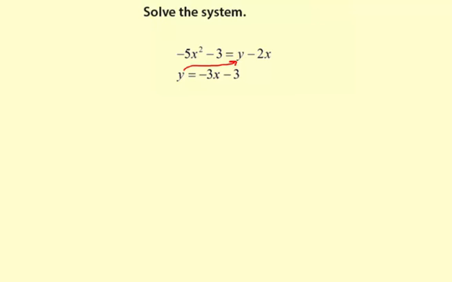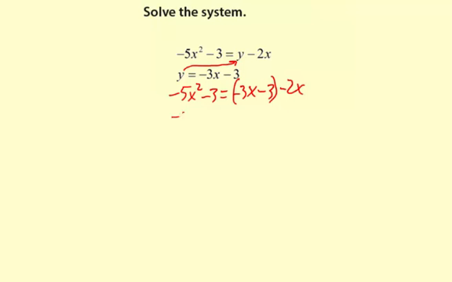So I'm going to put negative 3x minus 3 in the first equation for y. We'll have all x's, and then we can go ahead and solve. So here's what that looks like. Negative 5x squared minus 3 equals negative 3x minus 3, and then minus 2x. This part right here was the part that was substituted.